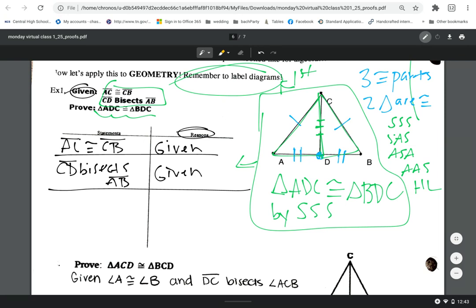Now remember we need three congruent parts. Right now we only have one, so we cannot prove this in our proof. So let's look and see what we did over here. From this statement, what did we learn? From CD bisecting AB, we learned that it broke it into two congruent parts. What are those two congruent parts? Well, AD is congruent to DB. So I'm going to write that here.